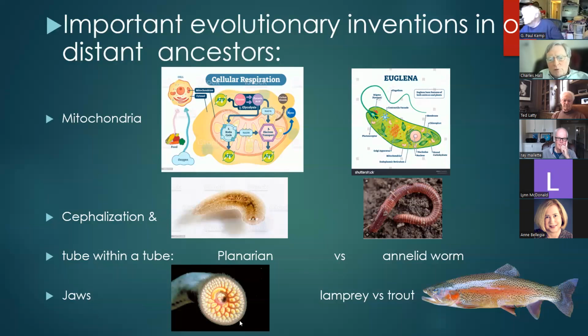Maybe the fourth is jaws. So if we take a lamprey, it has no jaws, it has a mouth, and you can see it has gills, gill slits, but it doesn't have jaws. And you compare that with a trout, and we can't say that the trout is more evolutionary advanced than the lamprey because they're both here today. But the jaws evolved later in life, and that made it very easy for later life to be efficient at gathering their food.